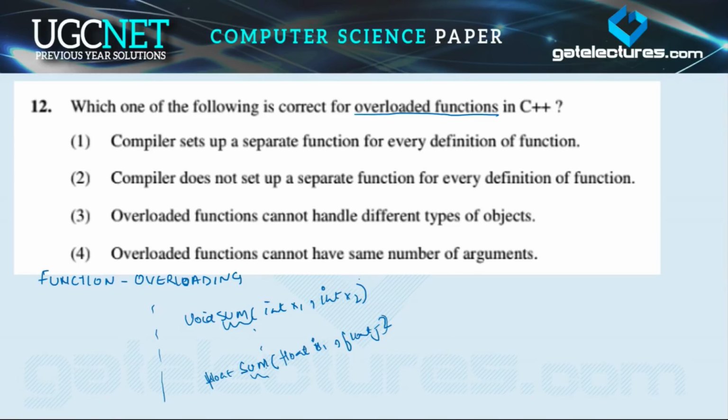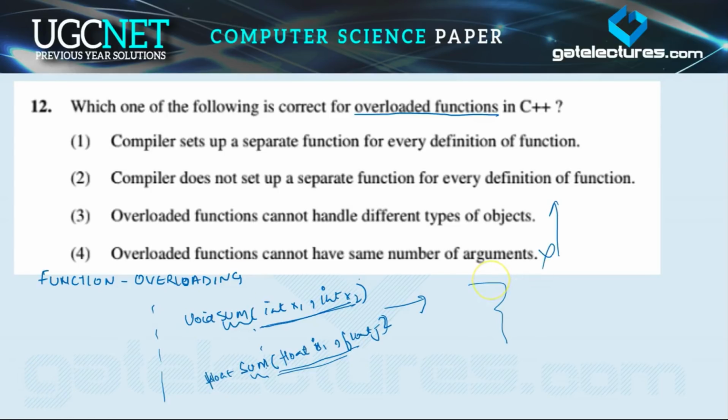So the compiler's duty is, the compiler determines the most appropriate definition of a function to use for the different types of arguments, because here the arguments are float, here the arguments are integer. So according to the requirement, the compiler is going to choose which one is the best match. Now see the options one by one. So start from the bottom to up. Overloaded functions cannot have the same number of arguments. They can have. It's not mandatory that they cannot have the same number of arguments.